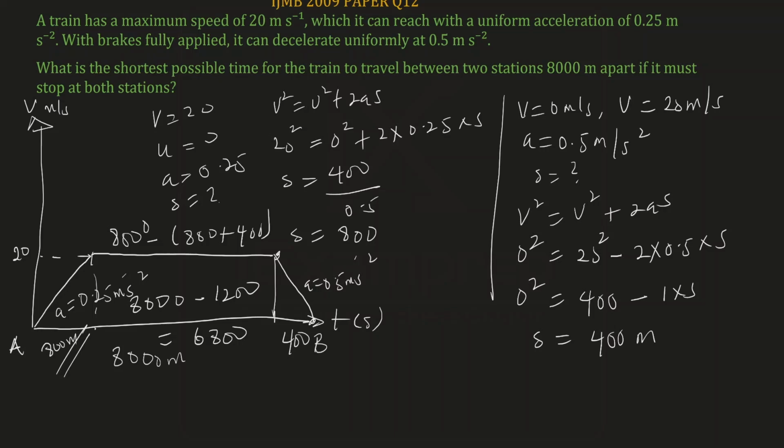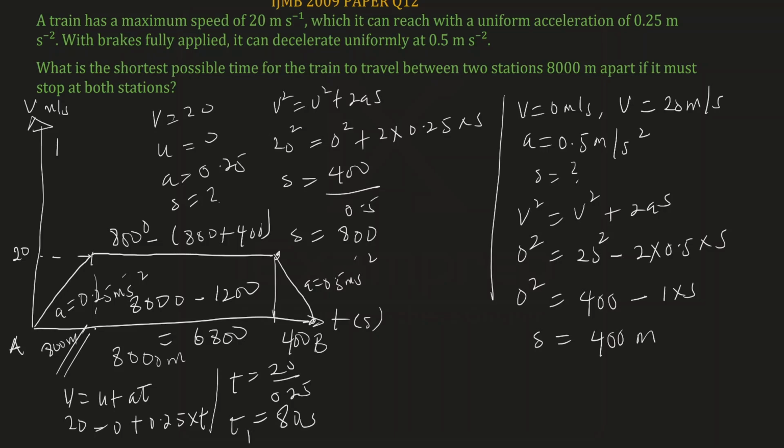For the acceleration part, for the first one, we are going to use v equals u plus at. V is 20, the initial velocity is 0, plus acceleration 0.25 times t. This is going to give us t equals 20 over 0.25, so t equals 80 seconds. Or let me say t1. So t1 is equal to 80 seconds. That is the time taken for this object to accelerate.